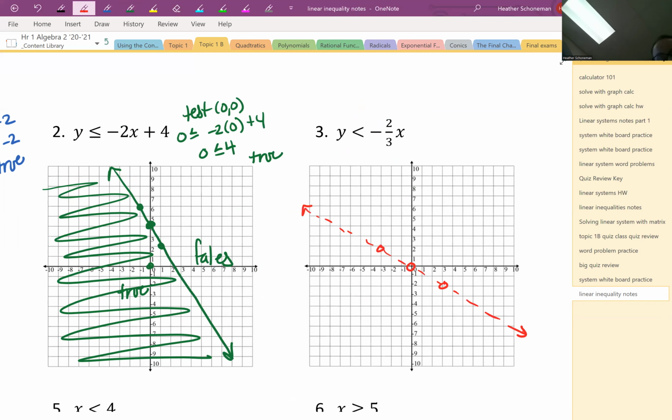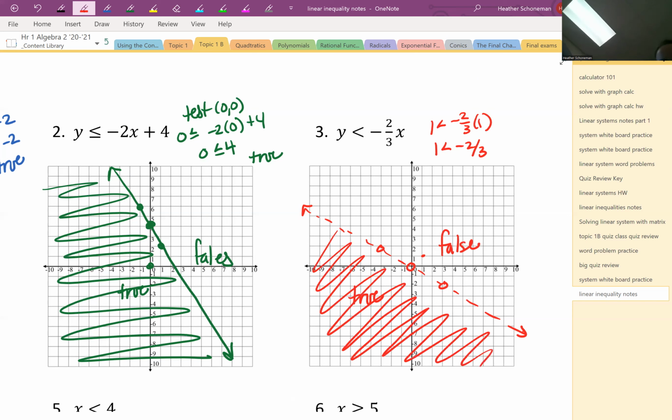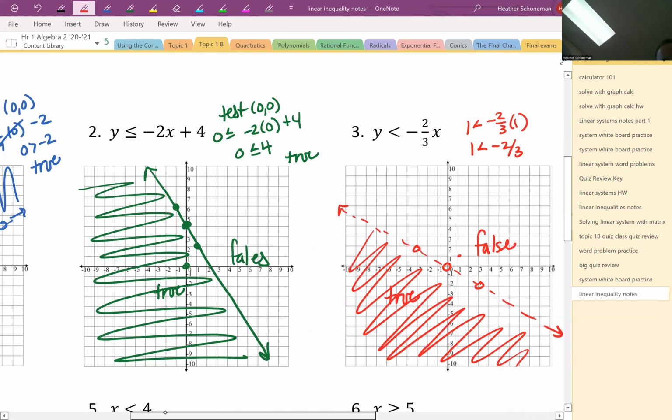Now on this one, I can't check with 0, 0, because 0, 0 is on the line, so that's not helpful. So now I want to pick any other point that is not on the line, and you just kind of have to look at the graph and see, but as I'm looking at it, 1, 1 right here seems very easy to check. So let's try that. 1 is less than -2/3 times 1. So 1 is less than -2/3. Is 1 less than a negative number? It most certainly is not. So that means this point is on the false side, which means this side is the true side. And we always shade the side that is true, not necessarily where the test point is, the side that is true.